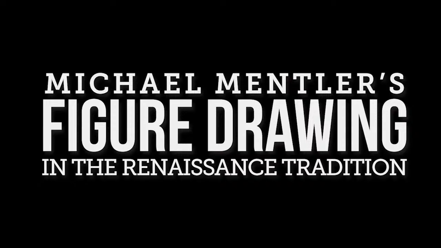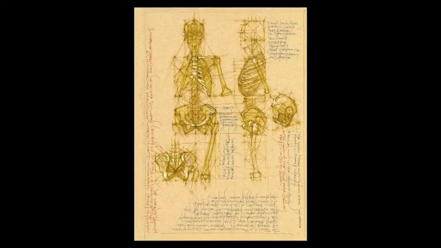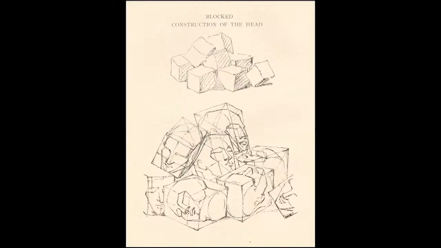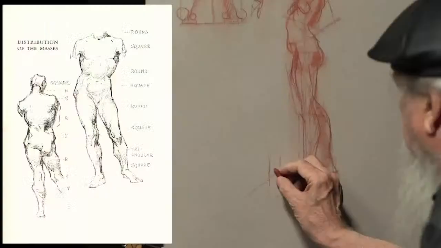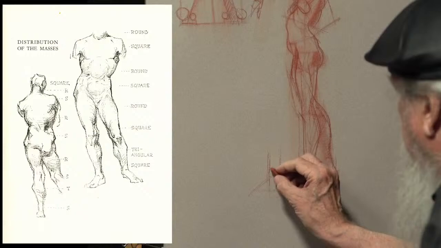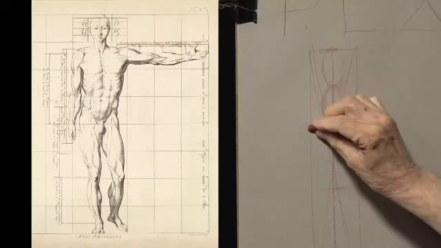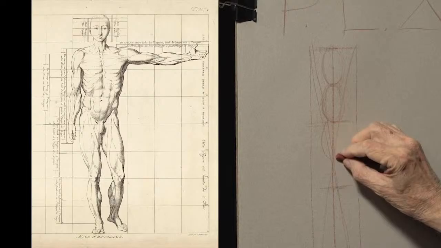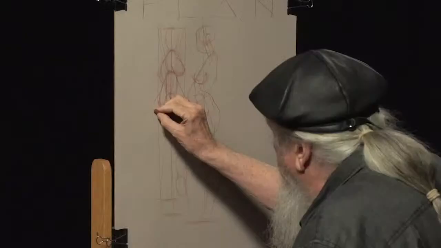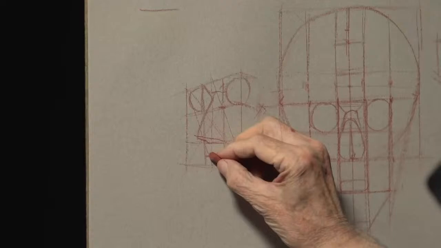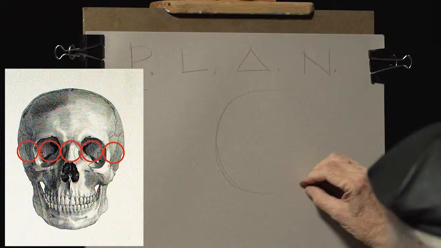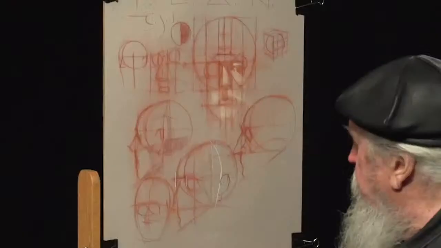In his all-new exclusive instructional video, world-class figure artist Michael Mentler shares his step-by-step approach to creating stunning figure drawings in the Renaissance tradition. You'll discover how to work with the forms that make up the human body, how to establish the correct proportions of the head, arms, torso, hips, and more, the secret to drawing the head from multiple angles, and how to draw features like the eye sockets, cranium, cheekbones, mouth, and nose.